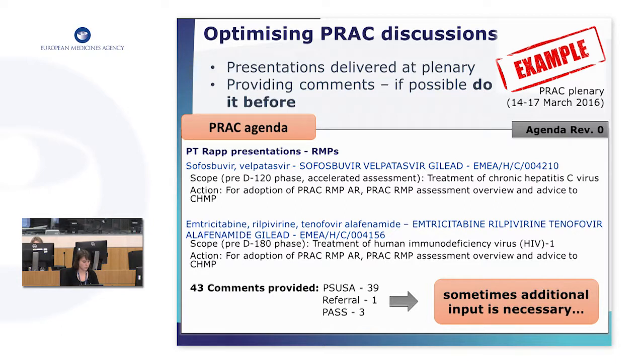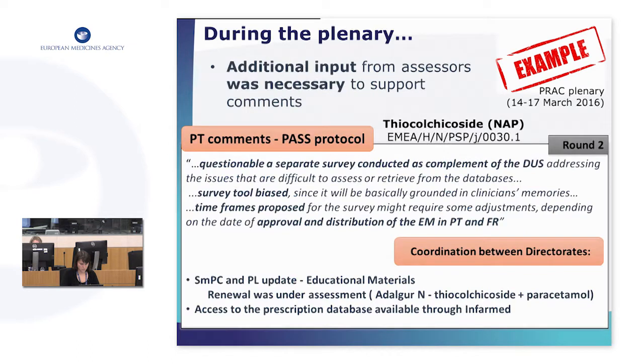And in the March meeting, for example, we had 2 topics that were going to be presented, but we had already sent 43 comments on other procedures. However, even with this big input, we consider that sometimes it's necessary to have additional input during the meeting. I just want to highlight that we don't send comments because we like to do it. It's because we consider it's important for the reasons I have explained earlier. So as I said, during the meeting, sometimes additional input is necessary. In that meeting, it was necessary.